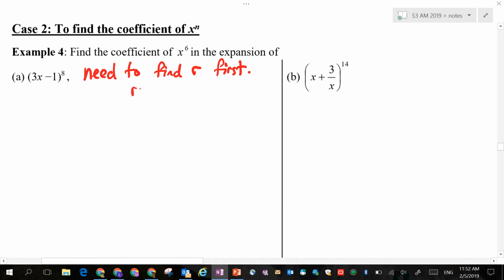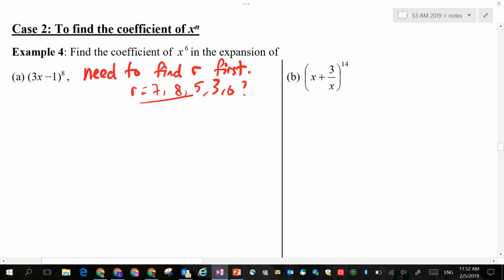So just now some of you say R is 7, R is 8, R is 5? 3, 4, 6. Still left 1 or 2. 9 is stupid. There's only power 8, right? 9 means 9 plus 1, then term 10. No lah. There's only 9 terms only. So I want to find what is R.